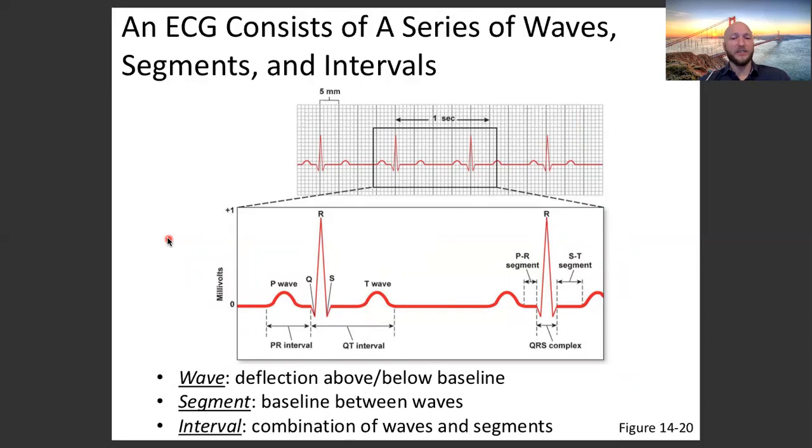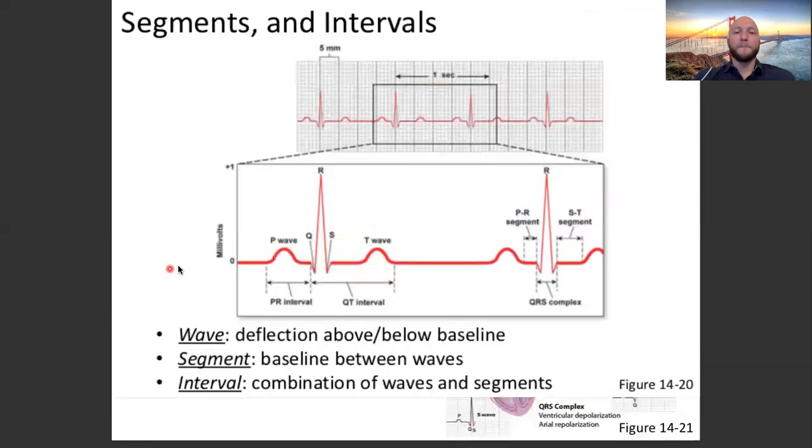So a wave is a deflection above or below baseline. We have our baseline, which is this flat line right here, this flat part, this flat part. A deflection above, so right here we have the P wave. It just goes up. That's it. It's just a simple little deflection above or below. Cool. A segment is the baseline between waves. So right here we have the P wave, and then we have the QRS complex. In between those is the PR segment. It's the baseline between waves. And the interval is a combination of waves and segments. So we have the QT interval, we have the PR interval. So wave, deflection above or below baseline; segment is the baseline between waves; and an interval is the combination of waves and segments.